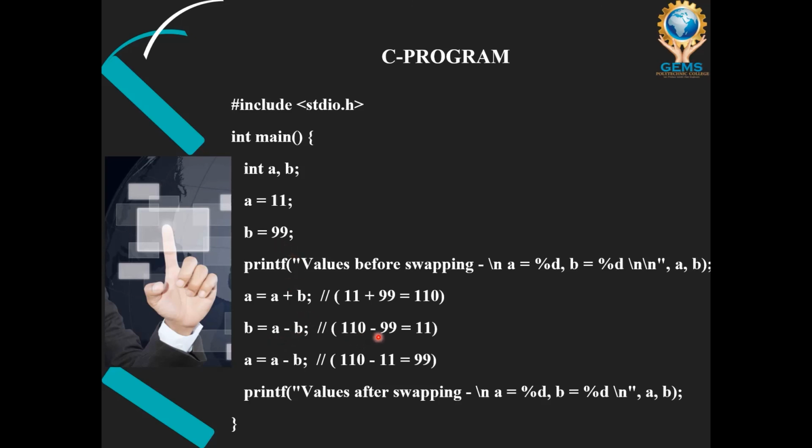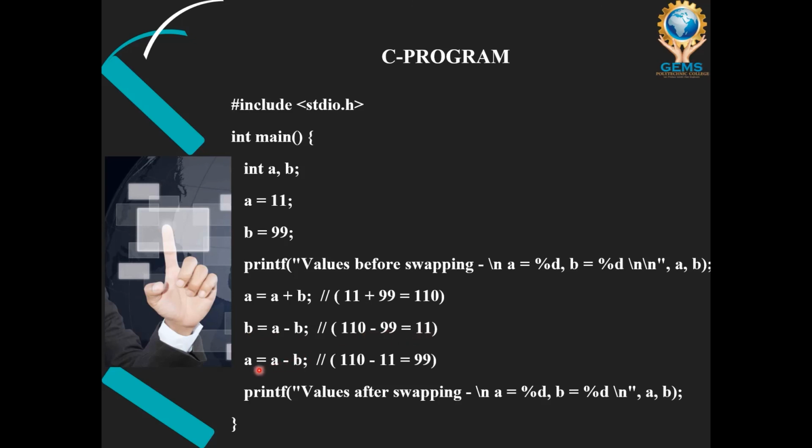So 110 minus 99, that is again equal to 11, and that value is held by b. But dear students, if you look at the top, this value 11 was assigned to a. Now after the exchange, b is holding the value 11.